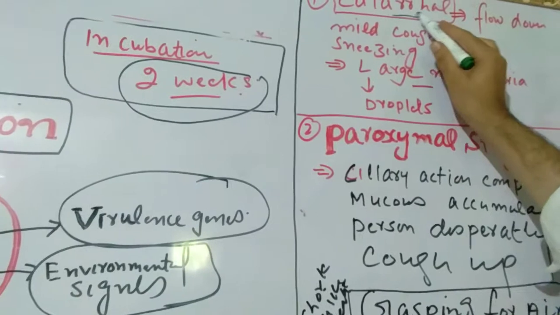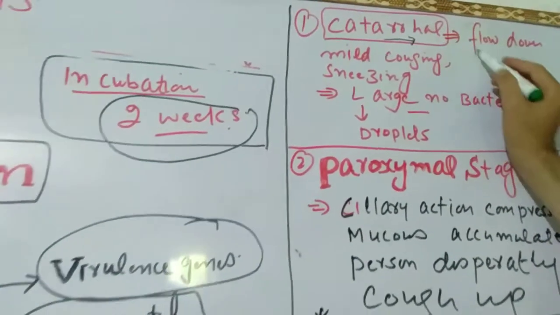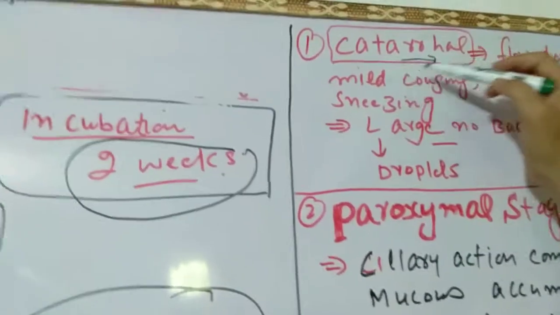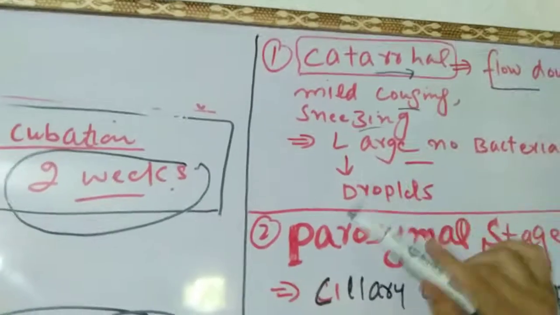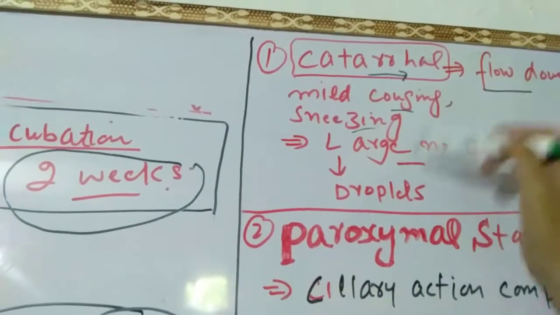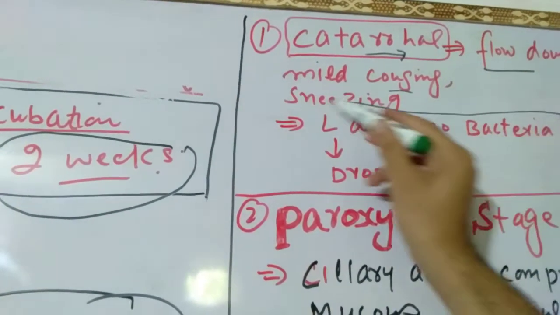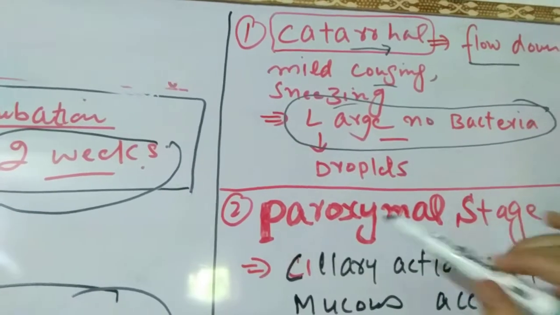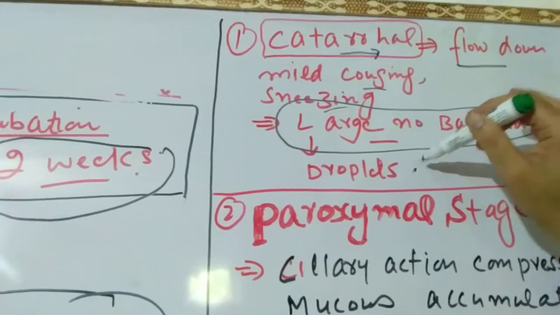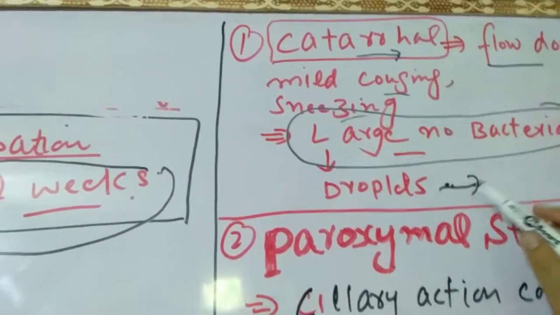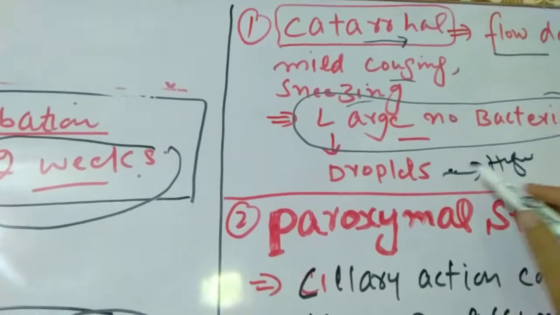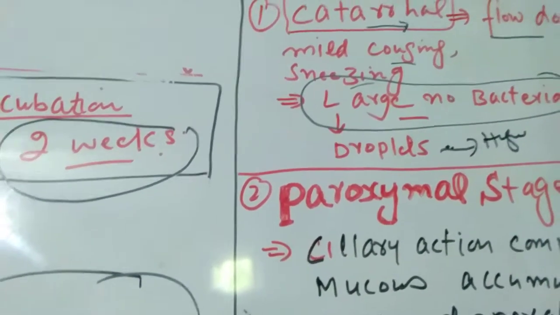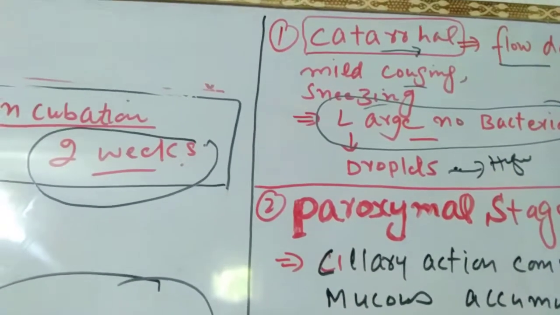Catarrhal is a Greek word which means flow down. And the first stage here is mild coughing and sneezing. In this stage, a large number of bacteria are produced and multiplied. The person's signs and symptoms are mild, but the droplets contain a huge amount of bacteria. So it is in this stage that the disease is transmitted very rapidly.